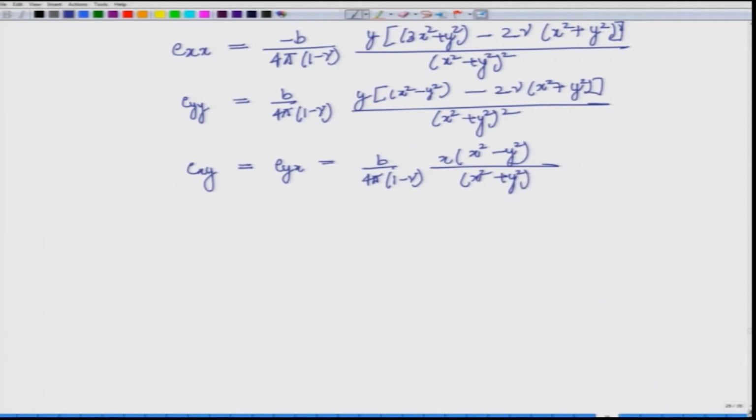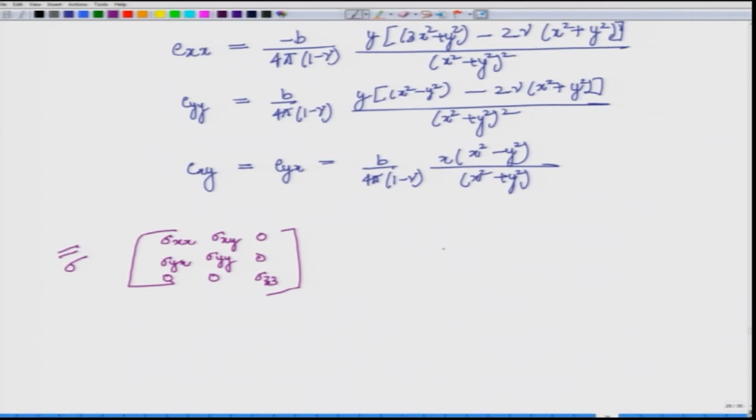How do the stress and strain matrices look for this edge dislocation? It would look like sigma xx, sigma yy. So, we have all the normal stress components. We also have one shear stress component, sigma xy, sigma yx. All other elements are 0. So, these 4 elements are 0. So, this is sigma, that is the stress tensor.